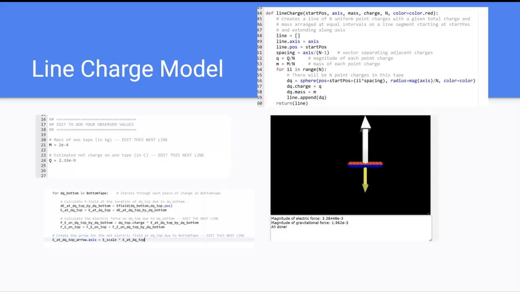The line charge model is more realistic because the charge is spread along the tape instead of concentrated at one point. The code divides each tape into multiple small charges and calculates the interactions between them. The model predicted an electric force of about 3.38 times 10 to the negative 3 newtons, which is in the same order of magnitude as gravity and reasonably matches the experiment.